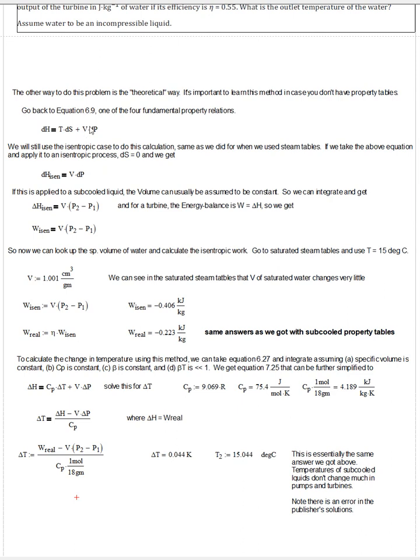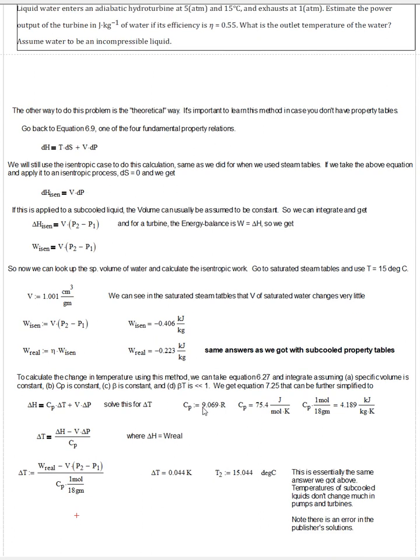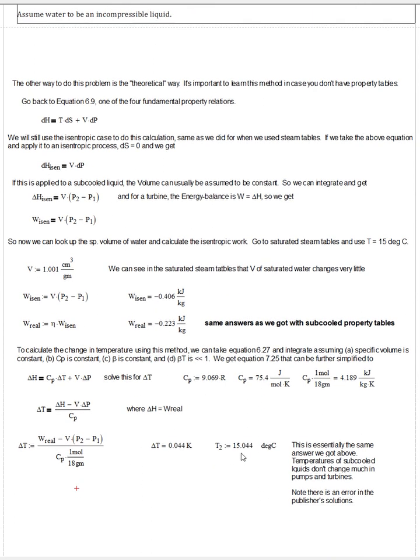So what did we find? What did we have to look up? All we had to look up was the specific volume of water and assume that was constant. And then we had to look up the heat capacity of water and assume that was constant. And for this condition where we have liquid water going through a turbine like this, we got values that were pretty much exactly the same as we had using our property tables. Another thing to note: subcooled liquids really don't change temperature that much when they go through pumps and turbines where the pressure changes are not super large.